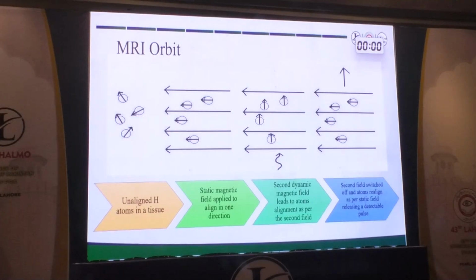Now coming to the third modality to image the orbit, that is MRI. There are unaligned hydrogen atoms in a tissue, but in MRI a static magnetic field is applied to align them in one direction, and then a second dynamic magnetic field leads to atom alignment as per the second field, and when the second field is switched off the atoms realign as per the static field, releasing a detectable pulse.